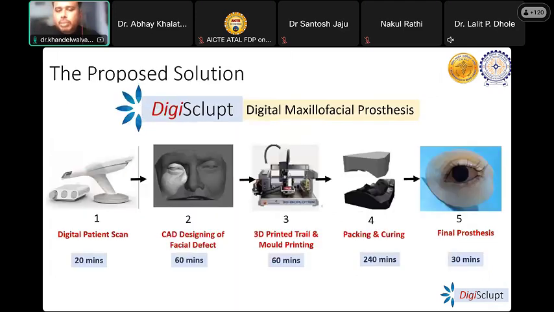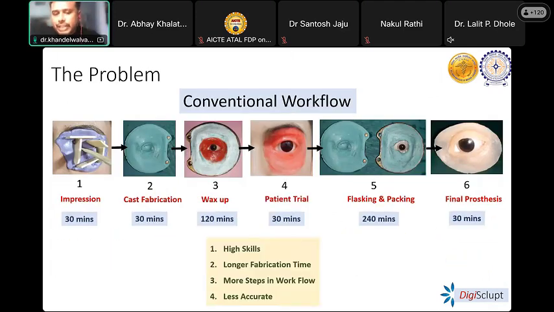So these are the problems which I highlighted: the high requirement of skills, also the fabrication time is very high, and there are multiple steps involved in the workflow of the fabrication of the prosthesis. And also because of the multiple workflow, the outcome is not very accurate. So sometimes the fitting is not there and it may not perform the specific function, and an adjusted prosthesis is required. And many of them, like the geriatric patients who have a compromised lifestyle, even do not prefer to wear a prosthesis if it is not well fitted. So these are really very big problems for such patients.